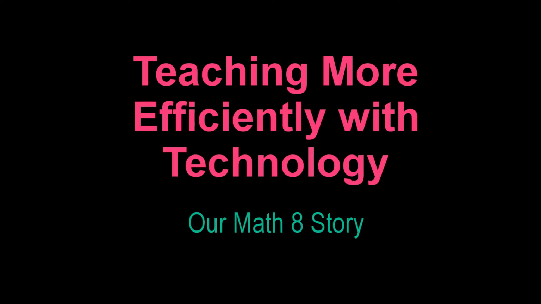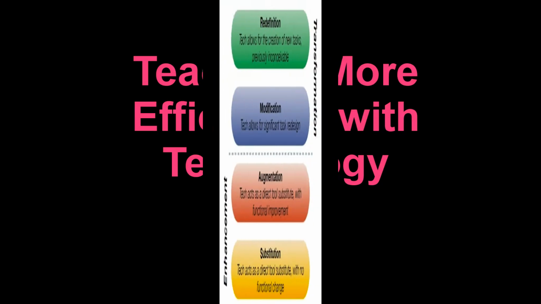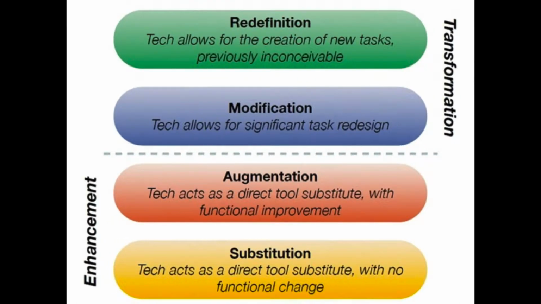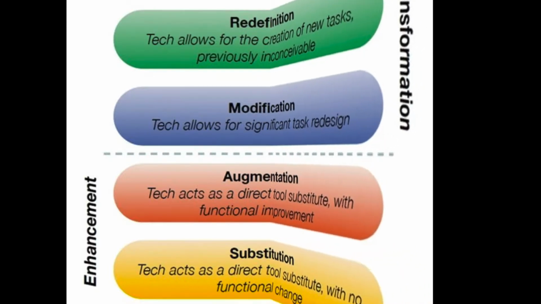This video is about teaching more efficiently with technology, our Math 8 story. Previously, I showed you guys a model called the SAMR model that describes the different levels of integration for technology in the classroom. Substitution and augmentation are both the easiest and also the least meaningful, although they can help you teach more efficiently. This video is more about the modification and redefinition level.